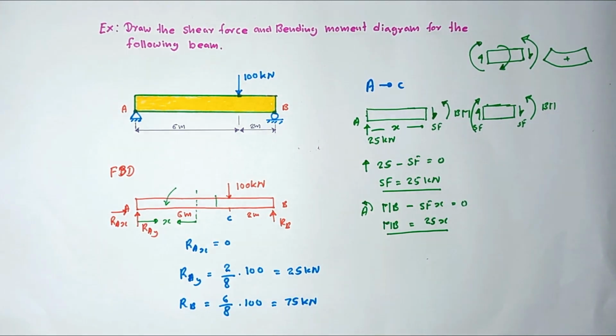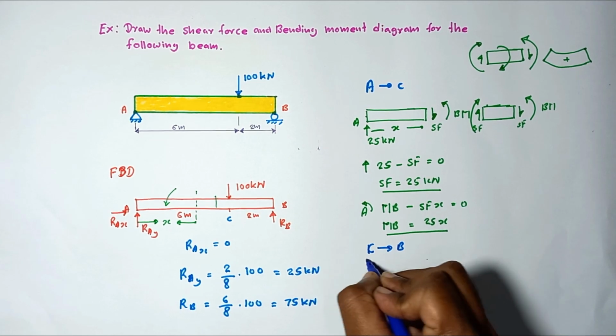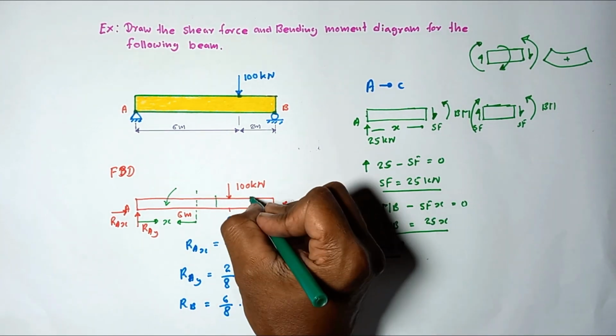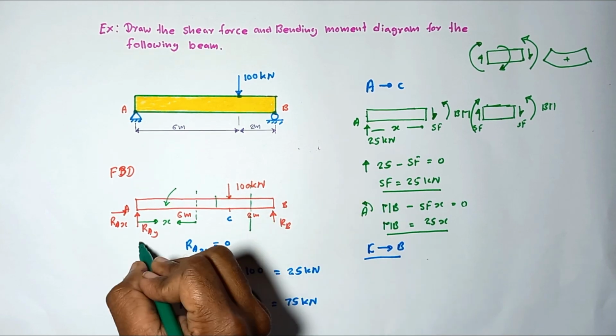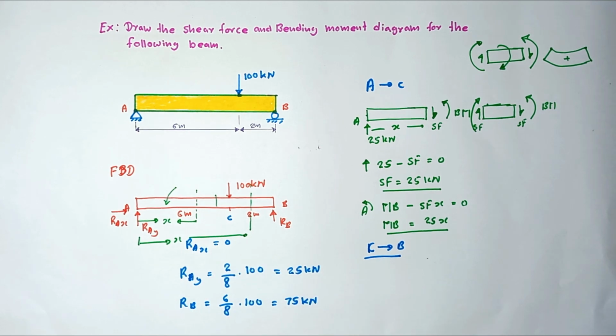Consider the region A to C. Then we are going to consider the C to B region separately. This time I am going to introduce the imaginary cut somewhere in between C and B, again at a variable distance x from A.